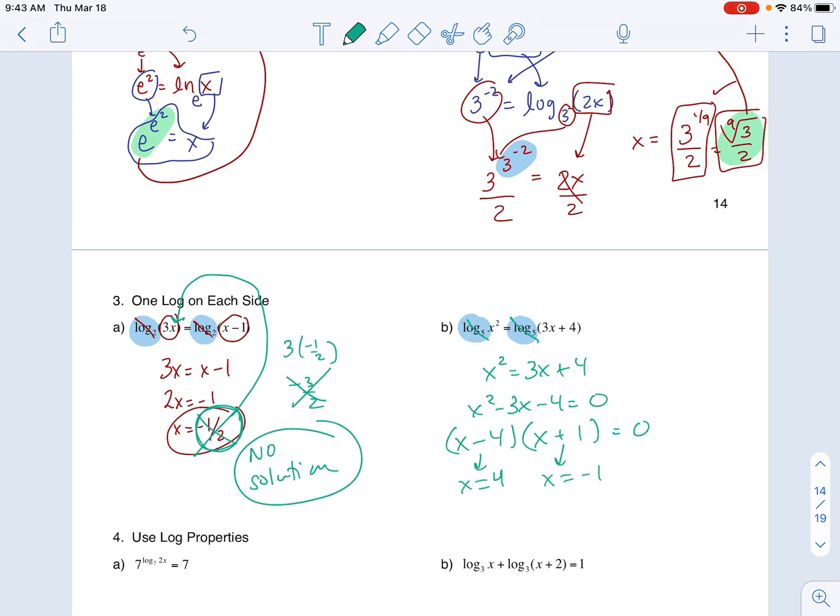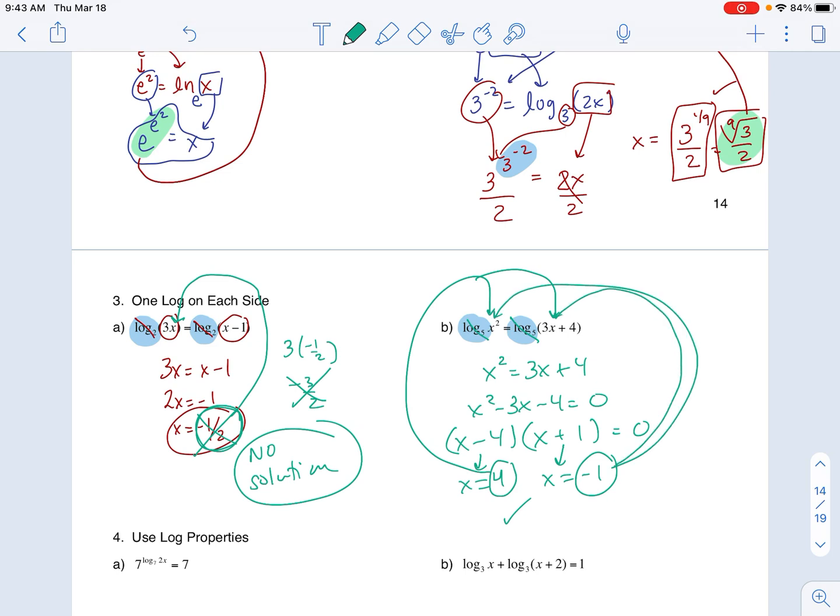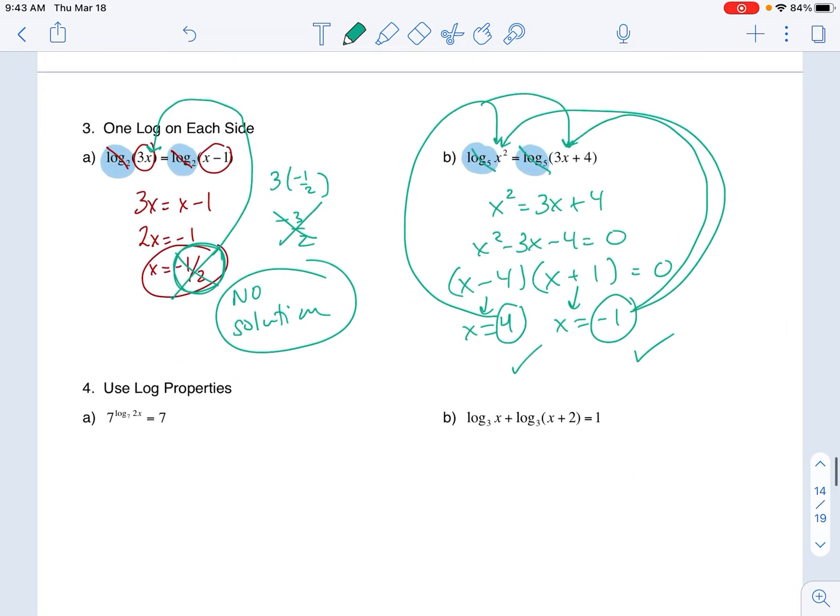Okay, and now let's see, do both of those work? So if I take 4 and plug it in here, 4 squared, yep, that's good. 3 times 4 is 12 plus 4. Okay, we're good. How about -1? -1 squared is positive, so we're good. -1 times 3 is -3, plus 4 is +1, so we're good with that one as well. Okay, so just check to make sure. Again, you're checking to make sure that the argument is positive. It's not that the answer has to be positive.